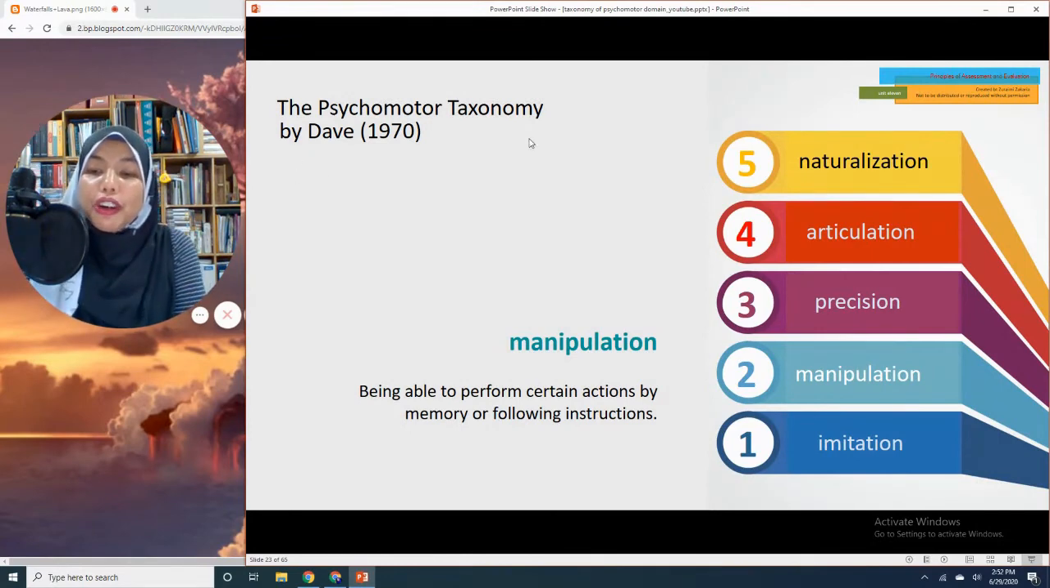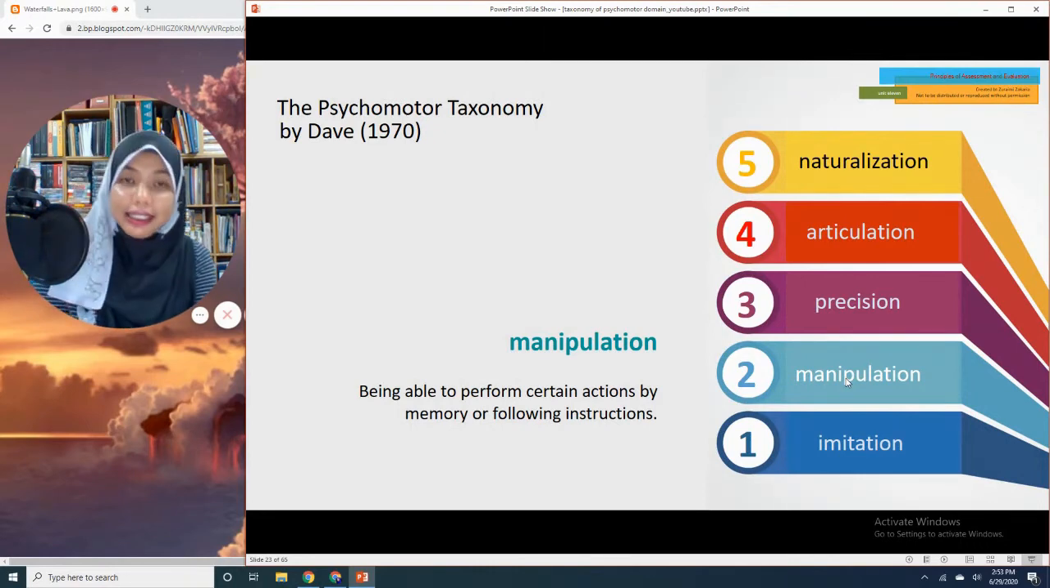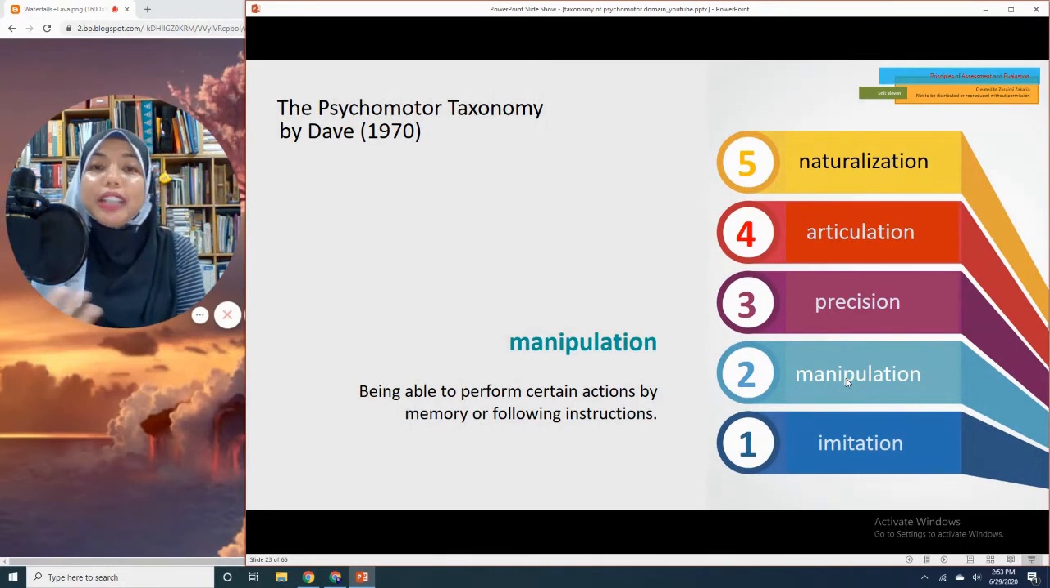Now, as we move on higher from imitation to manipulation, students still require teachers' presence in order to carry on with the skills. However, teachers' presence is minimal. They are able to do these skills with a lesser number of errors, with a bit more confidence. However, when they are presented with new things, they cannot do it. So just imagine yourself on your first few days of your driving class, right?